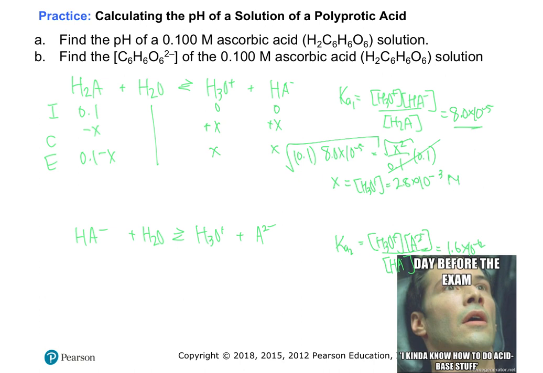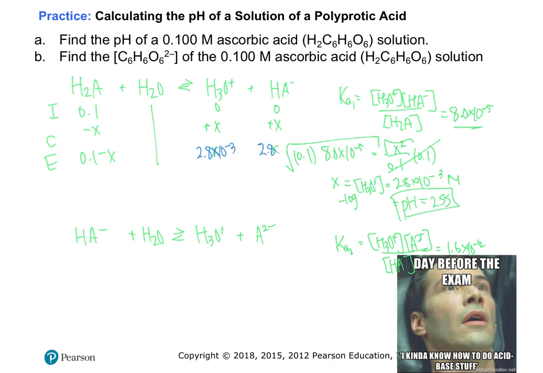Okay, cool. So to find the pH, I could just stop here. The negative log of that is going to be equal to the pH. The negative log of 2.8 times 10 to the negative third is 2.55. So we could be done here. To find the ascorbate concentration, what we're going to need to do is bring down what we know. We know that, let's actually write it in blue, X is 2.8 times 10 to the negative third.